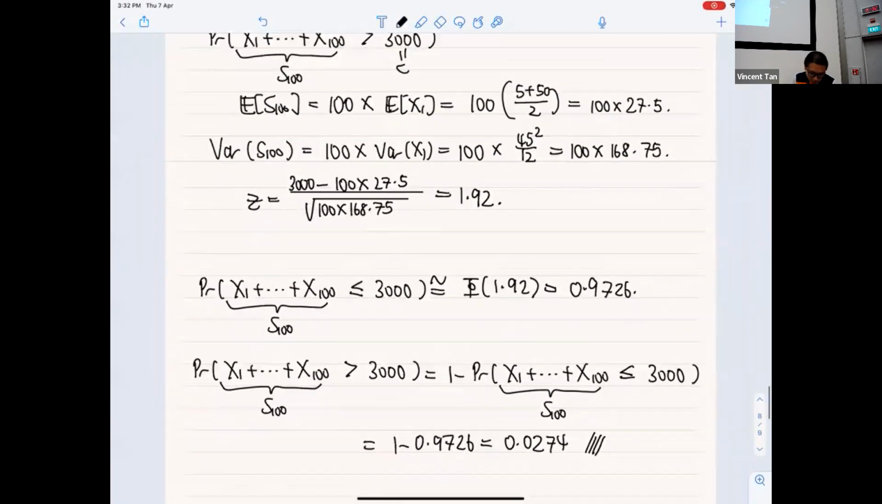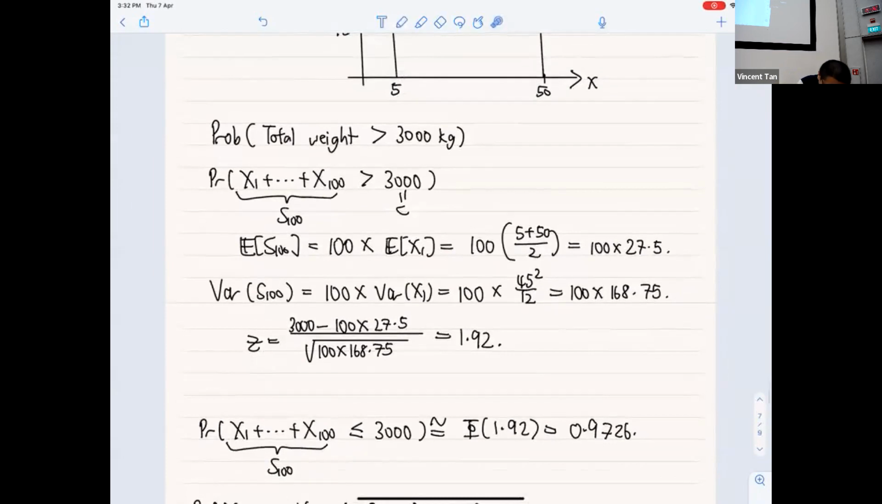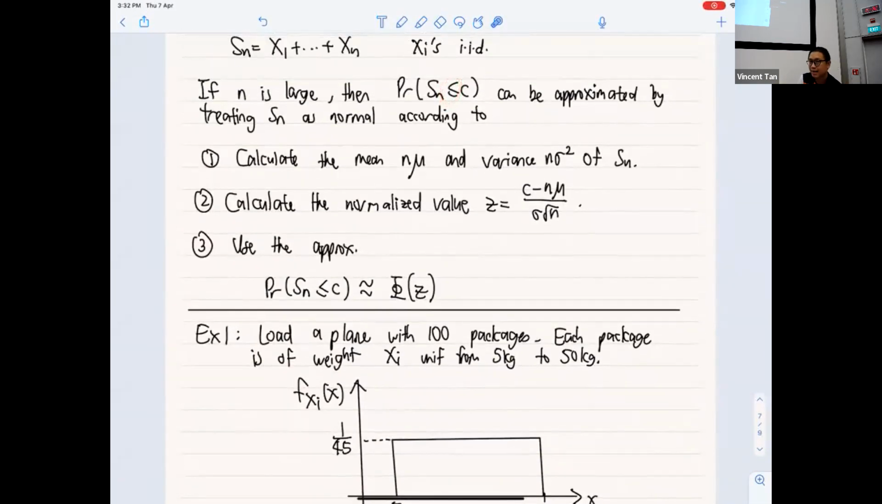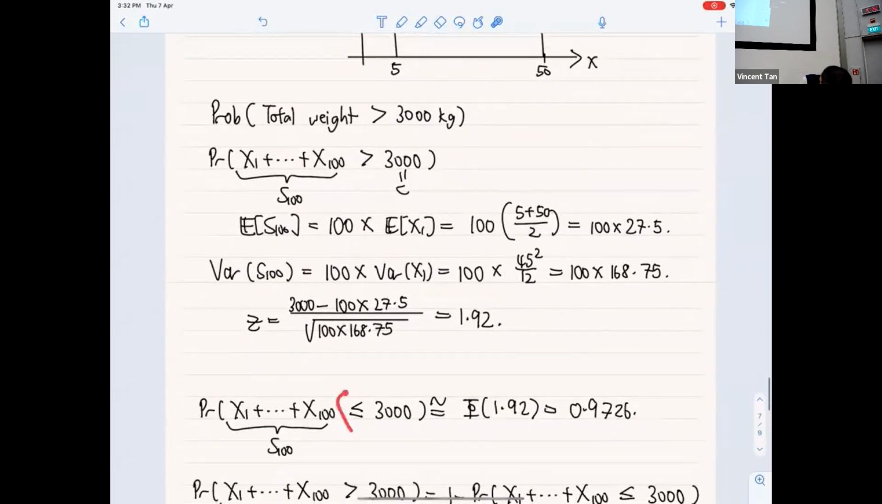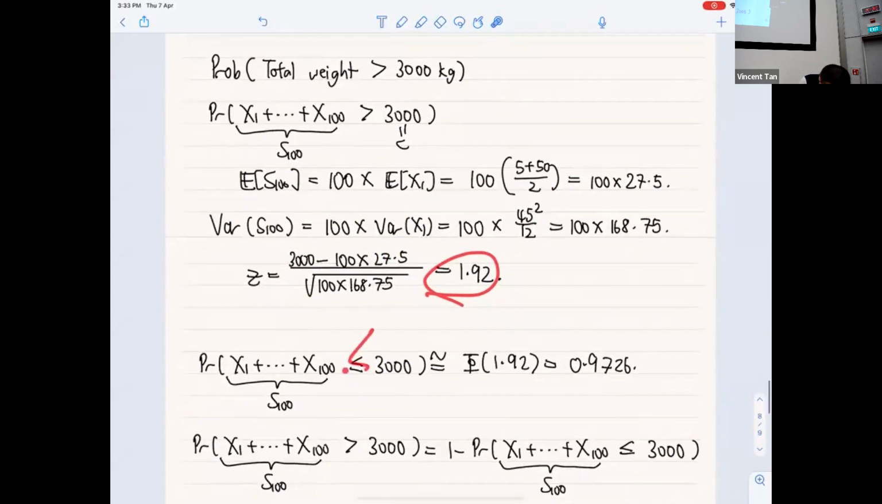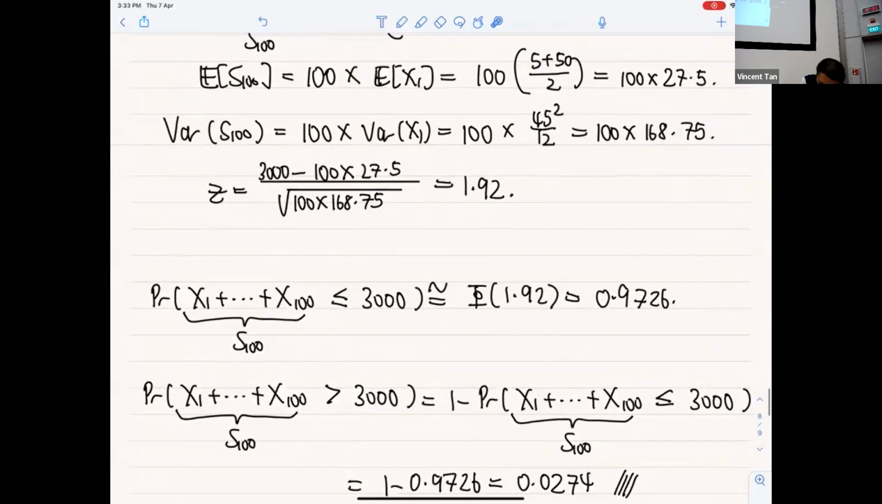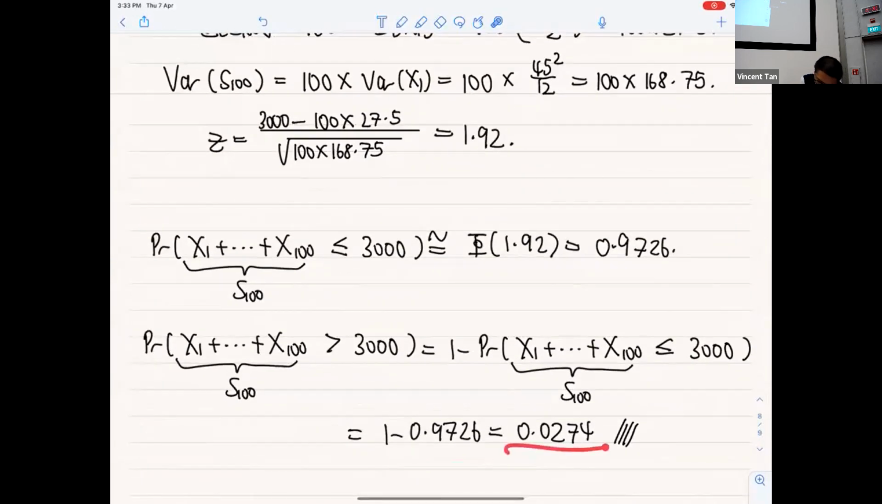So the punchline here is, there are some things to do. We want the probability of the total weight bigger than 3,000. But the standard procedure says we have to consider the less than sign. So what we are going to consider is the less than version here. For the less than version, we need to calculate the effective Z score. We take away n mu divided by square root n sigma squared, and I computed all this in advance. Then we put it into the calculator. The less than version yields 0.9726. So the more than version is going to yield 1 minus 0.9726, which is whatever number.